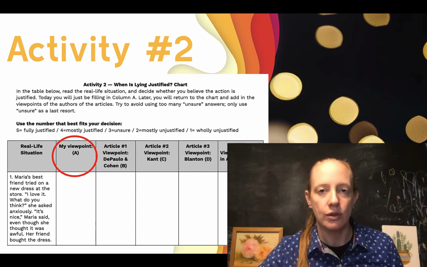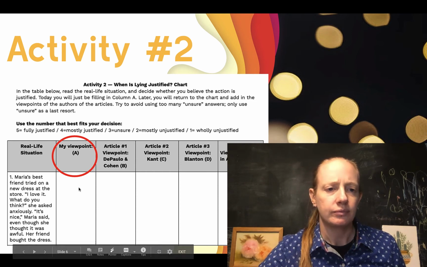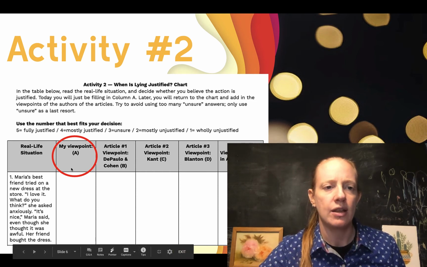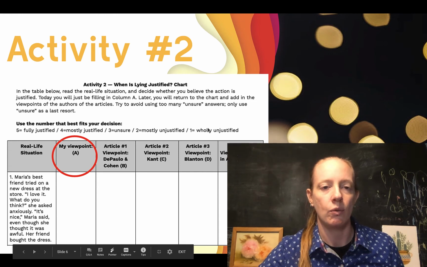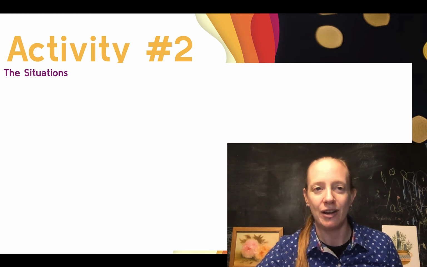You should never do that. It's always wrong. And then you have 4 and 2 that are somewhere in between. So for each of the viewpoints, you're going to put in a 5, 4, 3, 2, or 1. So let's go over the situations, and then you'll have time to go through and do this on your activity, and you can wrap this up right here.